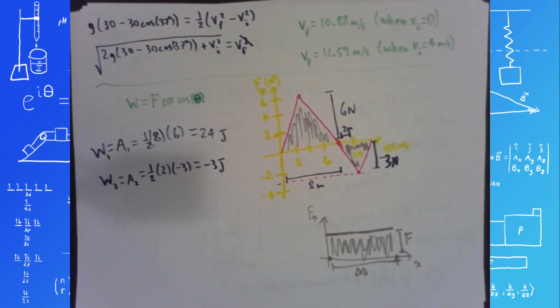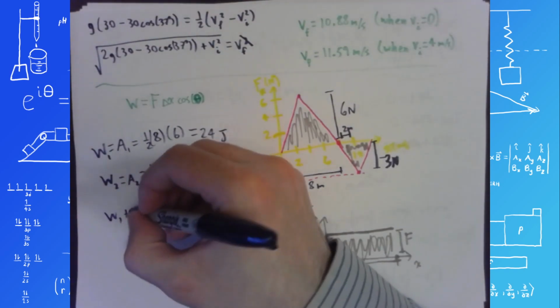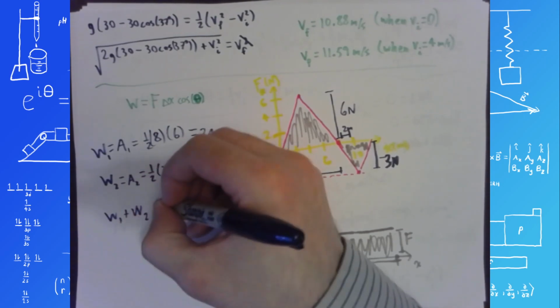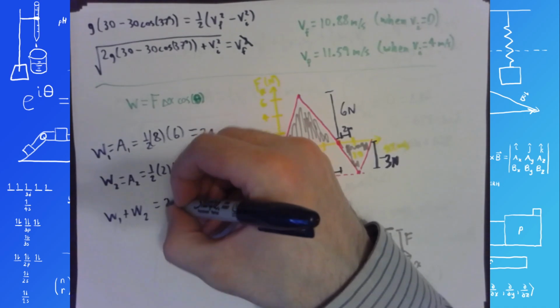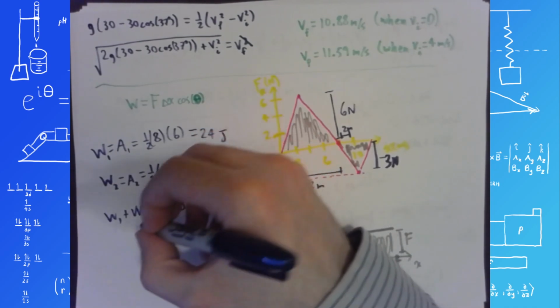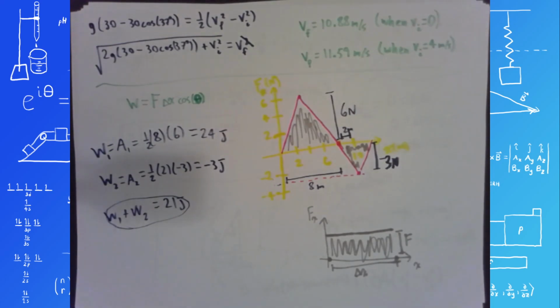And then they say, what's the work from 0 to 10? That's just going to be work 1 plus work 2, equals 24 minus 3, which is 21 joules. All right, and that's work done by a variable force, and I think with that, we can conclude for tonight.